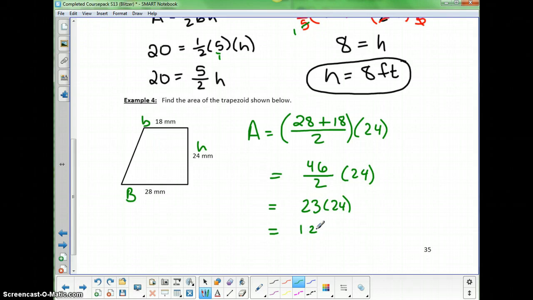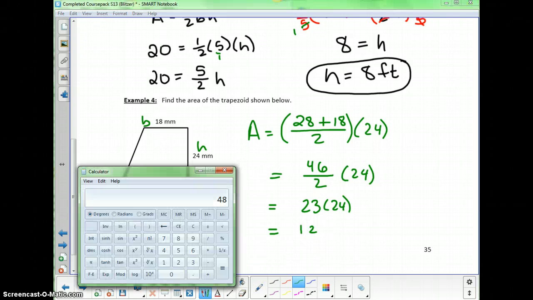I might better check this. I can't quite think of it in my head. So let's try 23 times 24. Oops, I hit divide. 23 times 24. Oh, 500. I was way off. 552.